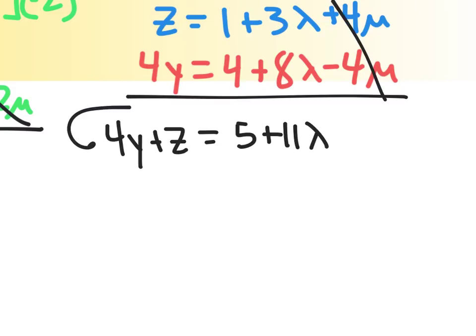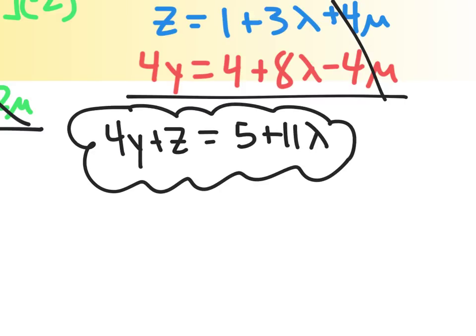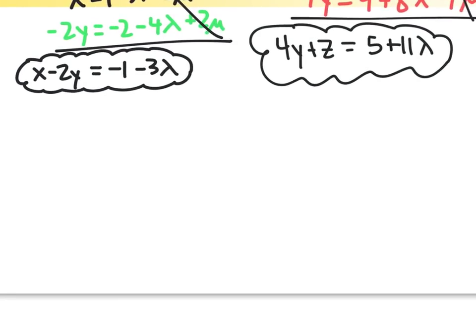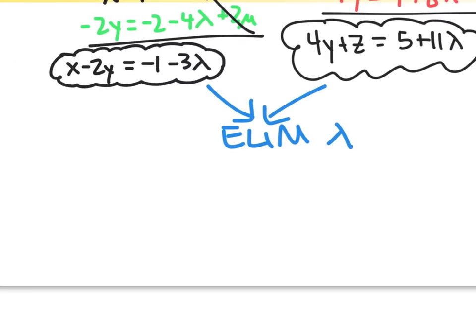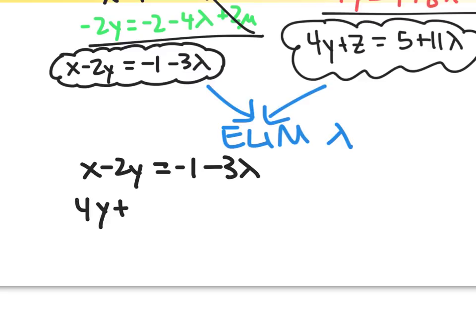And our mu's are gone. Now I have two equations, and in this case, you might anticipate this already, but what I want to do in both of these is eliminate lambda. Let's eliminate lambda. It looks like we're going to have to do a significant amount of work here multiplying both by something. So I got x minus 2y equals negative 1 minus 3 lambda. You might not understand what I just said with regards to eliminating both, but you'll see in a minute.